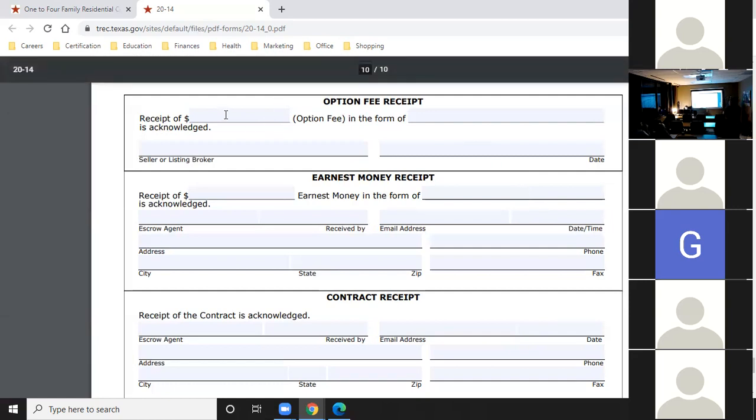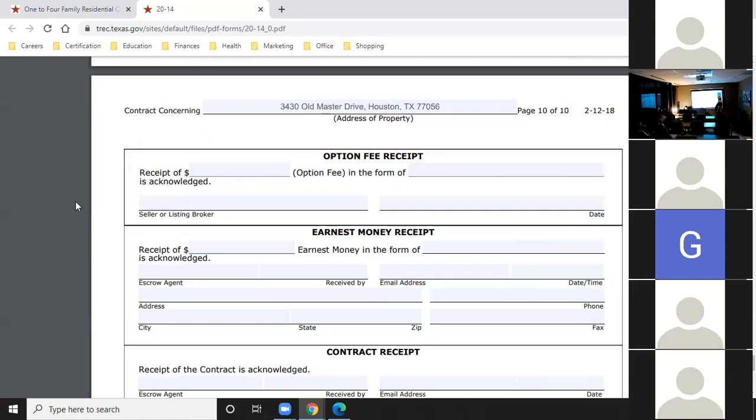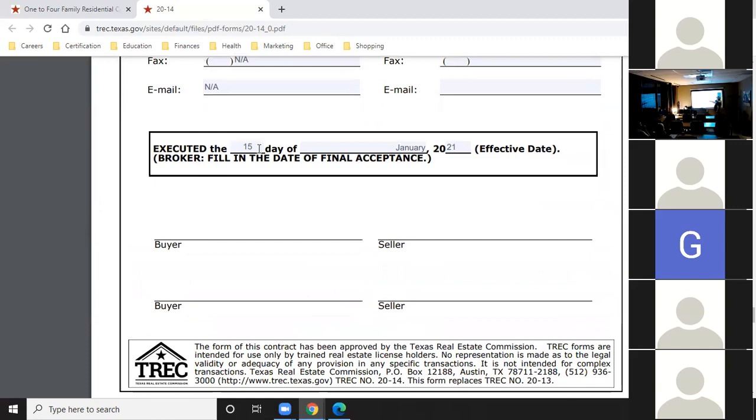Now, Mr. Travis wants to make a point about the execution date. Scroll up to the execution date. Right there. Yes, the 15th of January is the date we're filling out this contract, but it is not fully executed until all parties have signed. It might be the next day. If they don't sign it for 2 days, that would end up being the 17th of January. Or if they don't sign it at all, it would never get fully executed. So you leave this blank until you get it back signed.